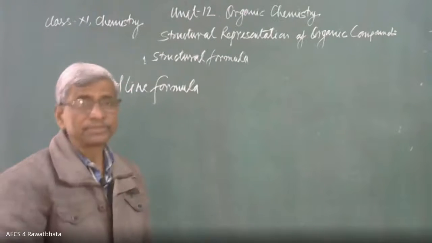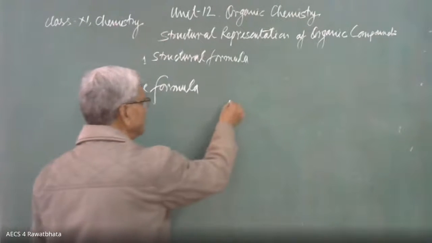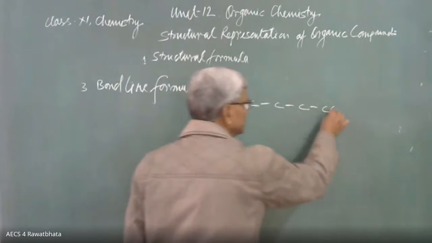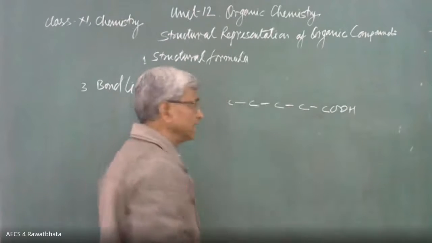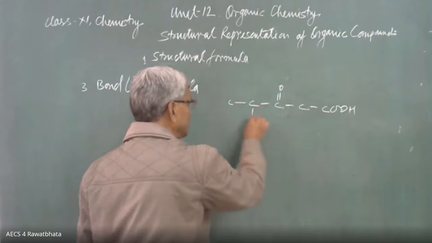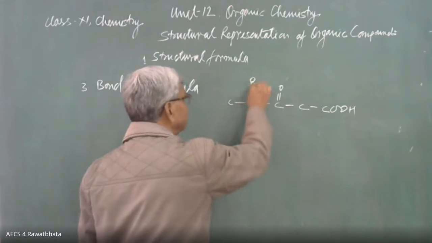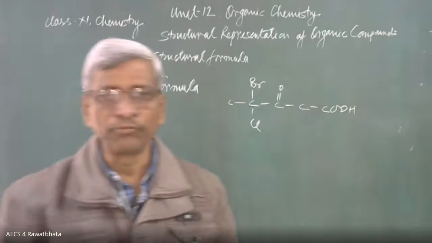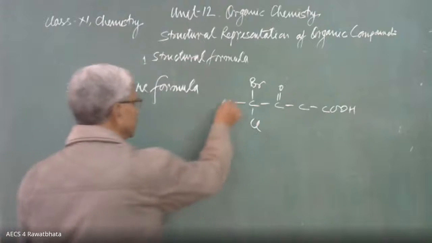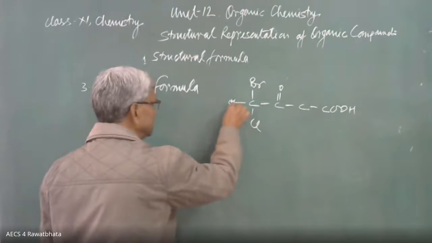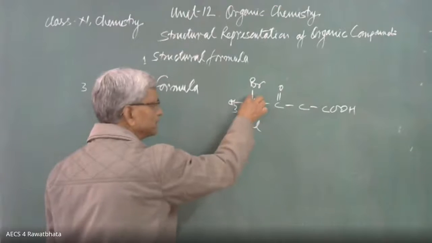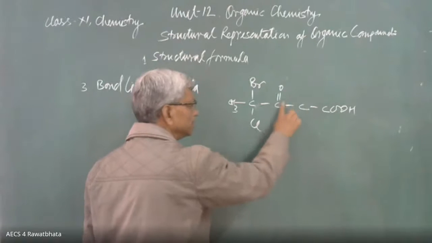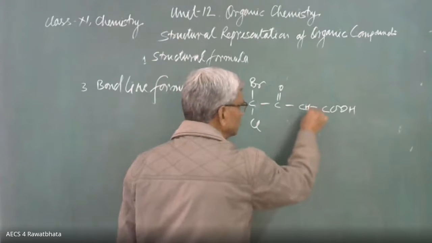I am writing the structural formula of a compound. What should be its bond line formula? 1, 2, 3, 4, 5. Here is COOH. Here is double bond O. Here is Cl. Here is Br. This is the carbon skeleton along with functional group and attached hydrogen. Here is 1 bond, that's why 3 hydrogen. Here 4 bonds present, no hydrogen at this carbon. Here is 1, 2, 3, 4 bonds, no hydrogen. And here is 1, 2 bonds, 2 hydrogen atoms are needed.